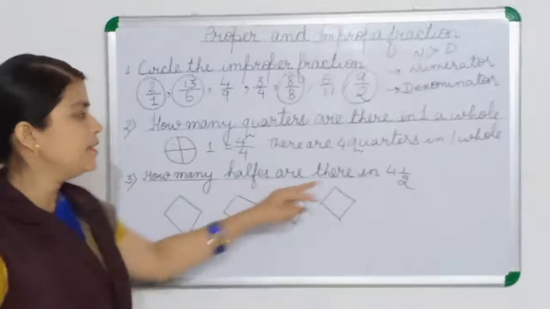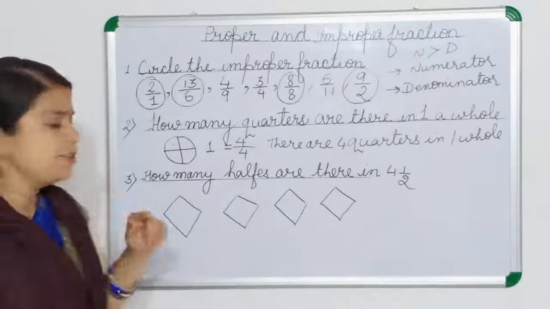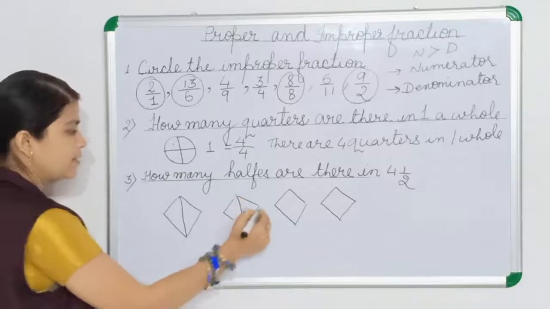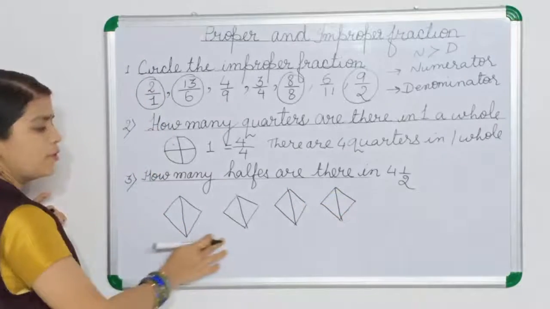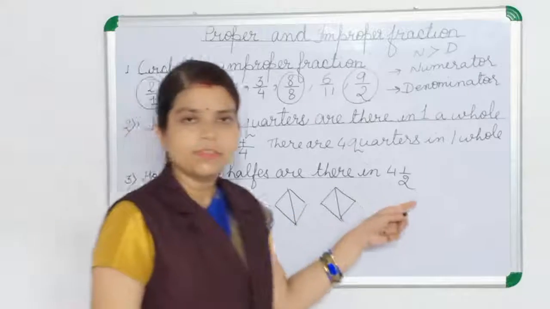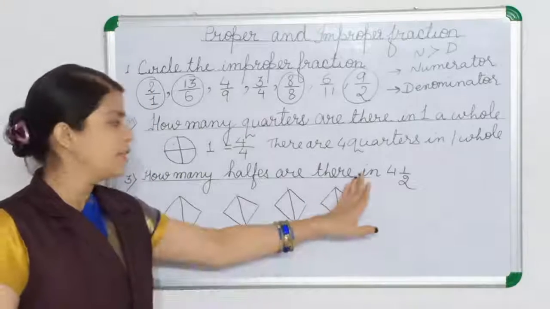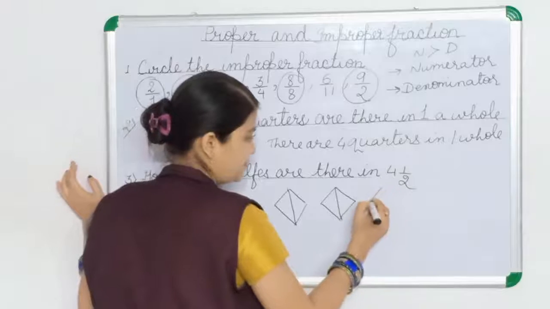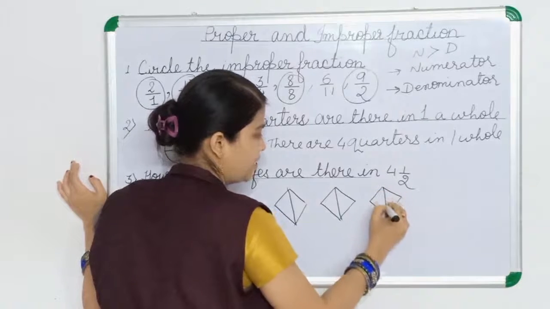And there it is written half. It means each whole we will divide into 2 equal parts. Okay? This is 4 wholes. 1, 2, 3, 4, and then 1 half is also there. So we will draw the half part of this figure. What is the half part of this figure? This much only. So this is only half.